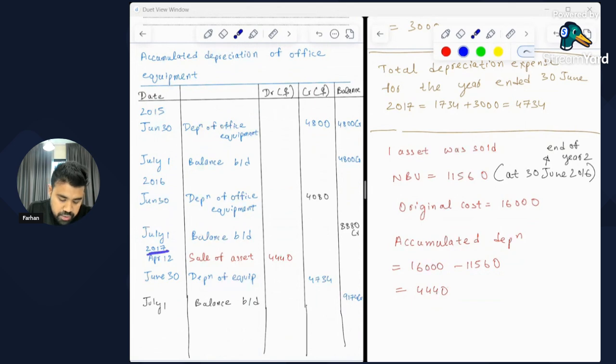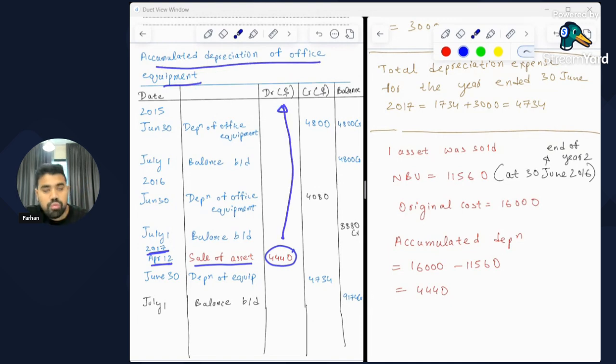As you can see, for the year 2017, on April 12th, the description of the narration is sale of asset, which is the cross-reference with the other account. And this is on the debit side. Why do you think this is on the debit column of the accumulated depreciation account? Every time we record something within the credit column of the accumulated depreciation account, it means that depreciation is increasing.